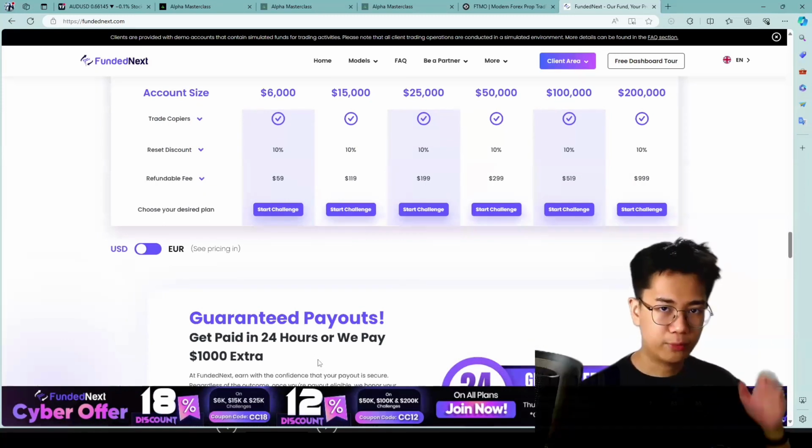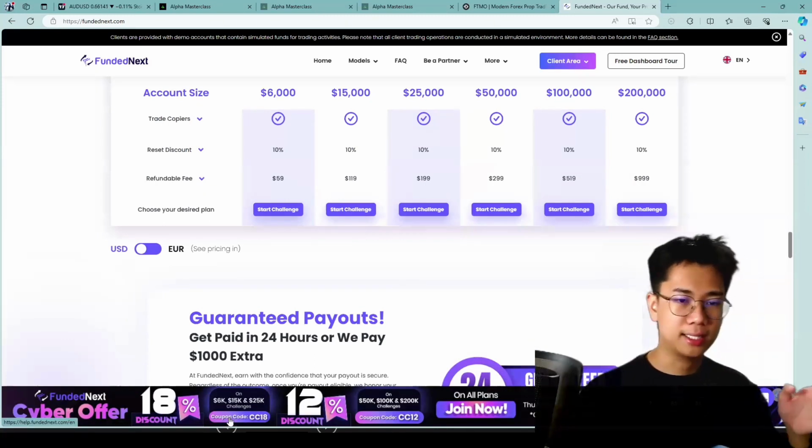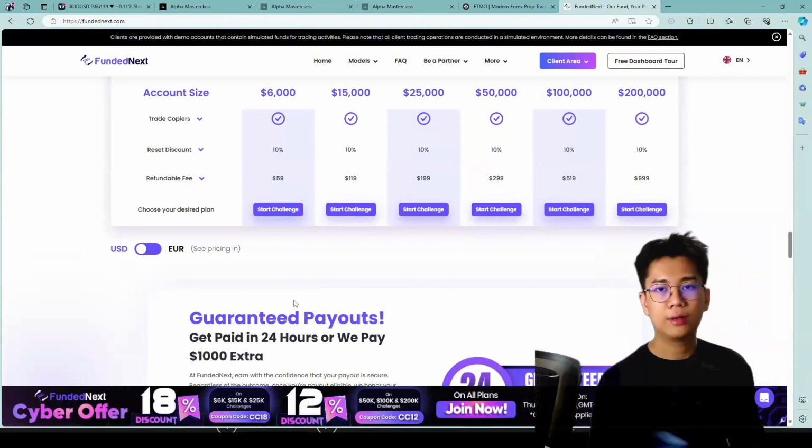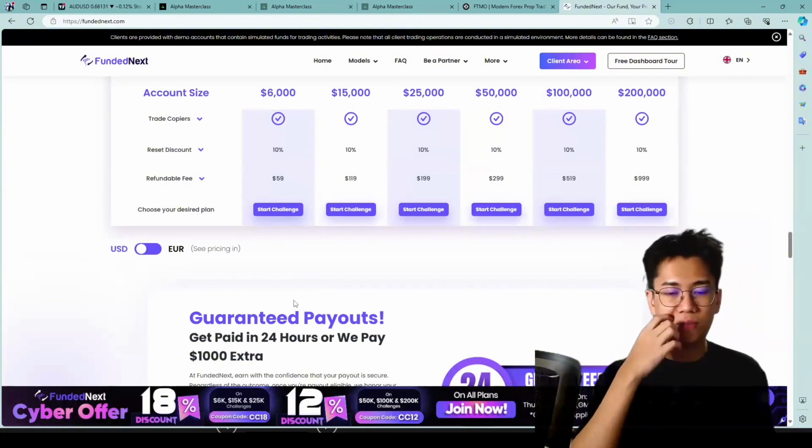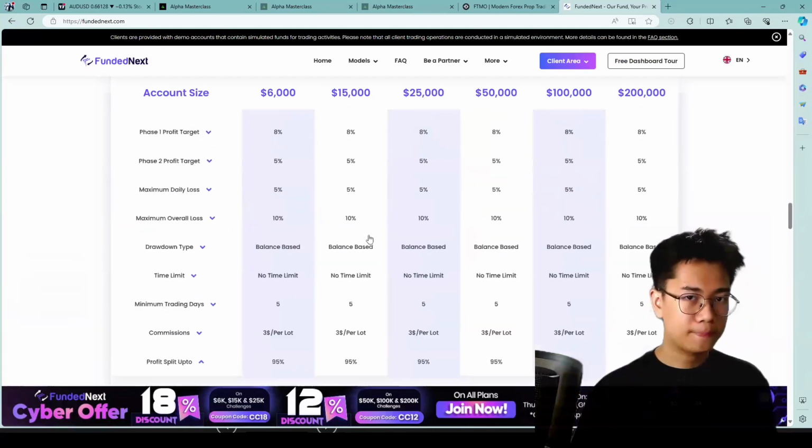Okay. And one more thing, I saw this right now. There is a cyber offer right now. There's a discount available, with the last 2 more hours. So if you guys want to get it, you can get it for this FundedNext account.